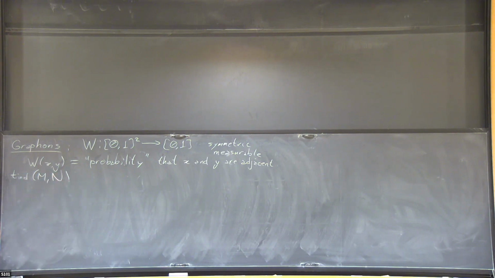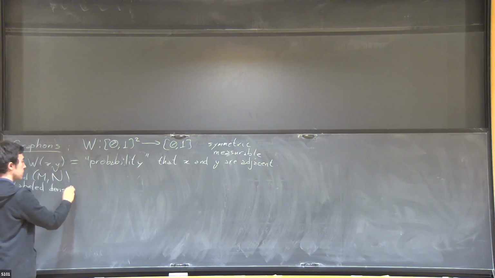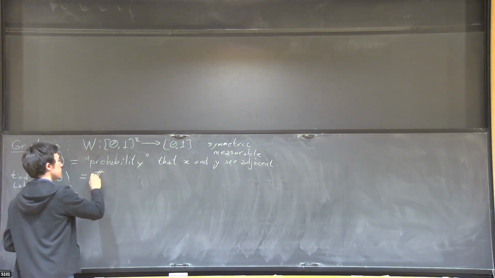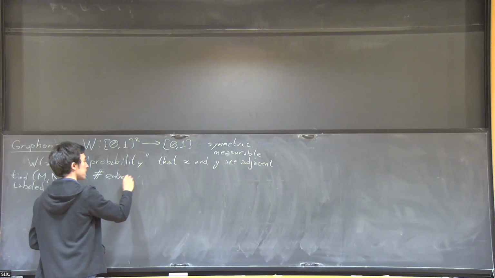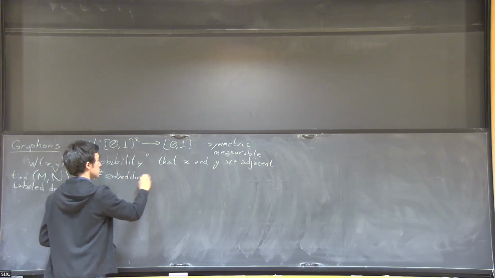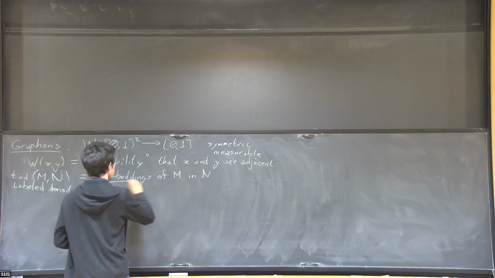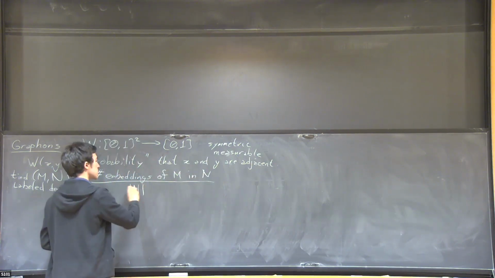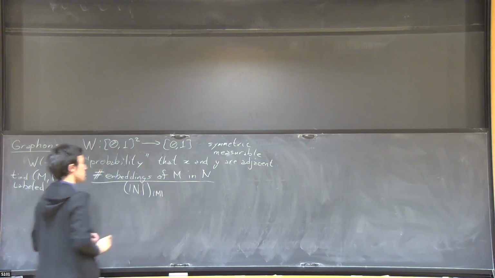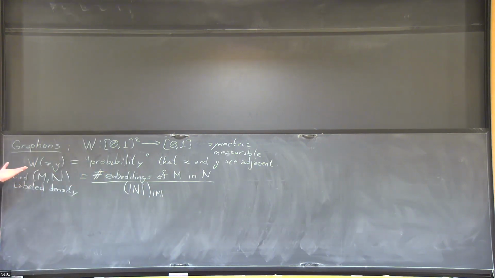The setup for semantic limits is going to be the same. We're going to work with these universal theories. So this is the label density. And it's going to be the number of embeddings of m divided by the maximum possible number that you would see, which is this falling factorial. So in graphs, you're just asking, well, how many labeled copies do you have of a graph inside the other?